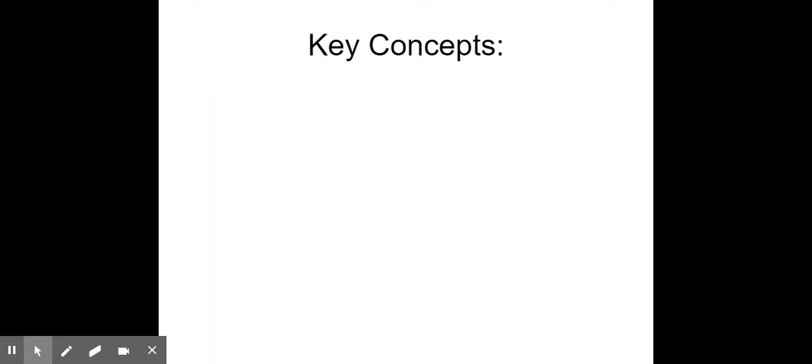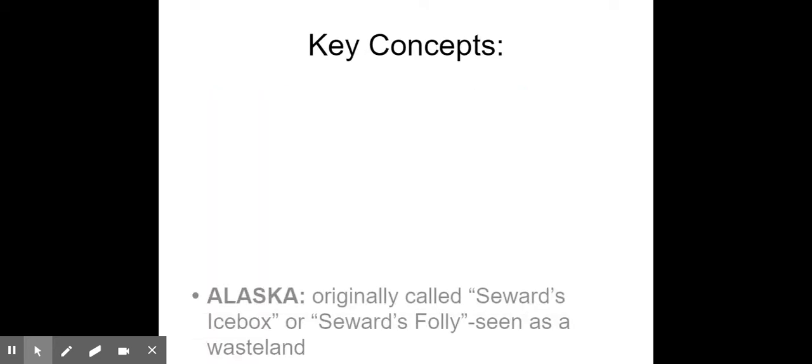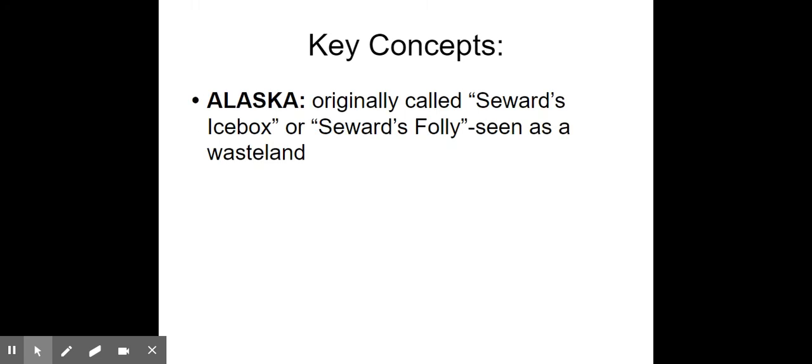Number one, let's remember Alaska, okay? Originally, in 1867, it was called Seward's Icebox or Seward's Folly. It was seen as a wasteland. Over time, though, we begin to appreciate the purchase of Alaska because it is rich in timber and oil and natural resources, okay? So Alaska turns out to be a very, very good purchase down the road, okay?